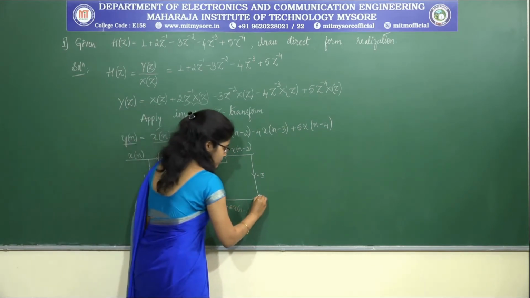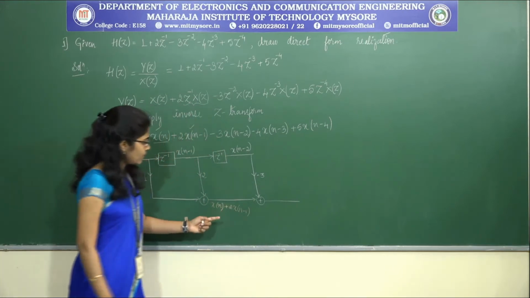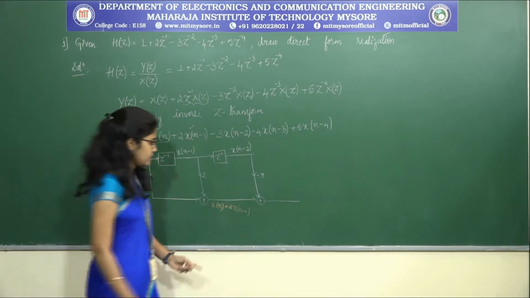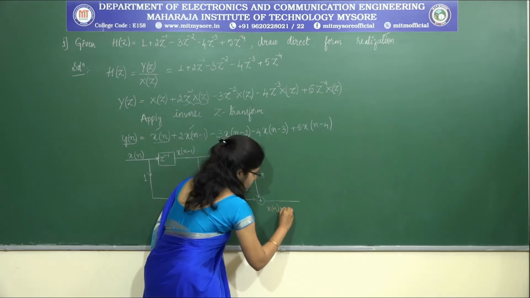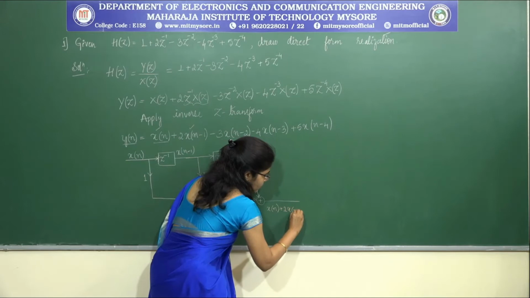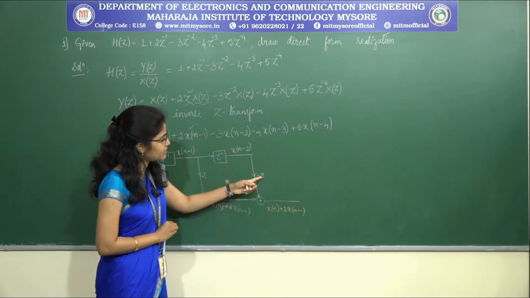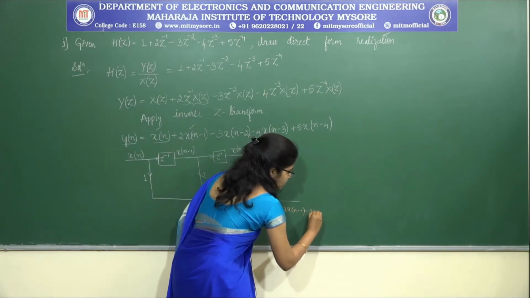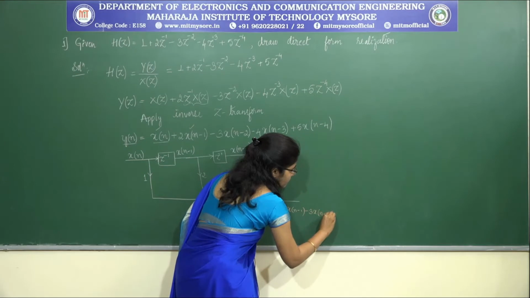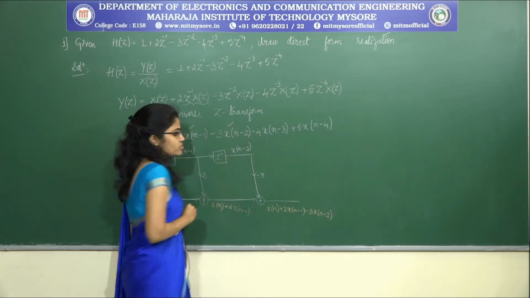Now if we check the output of this adder, one input to this adder is this entire thing, that is x(n) plus 2 into x(n minus 1). What is the second input? It is nothing but minus 3 into x(n minus 2). Yes, so minus 3 into x(n minus 2). Okay, we completed this also.